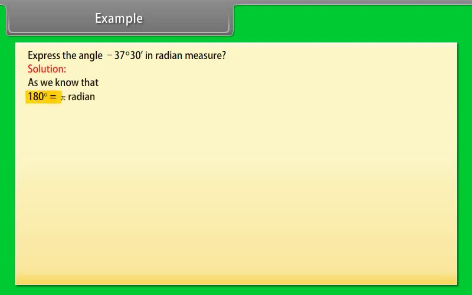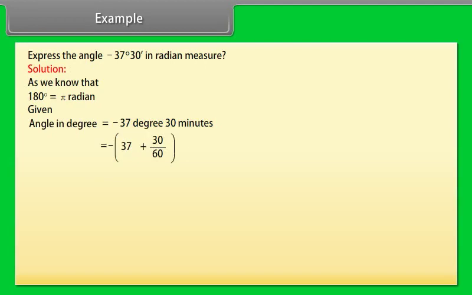Example. Express the angle minus 37 degree 30 minutes in radian measure. Solution. As we know that 180 degree is equal to pi radian. Given angle in degree is minus 37 degree 30 minutes, which is equal to minus of 37 plus 30 by 60, which is equal to minus of 37 plus 0.5, which is equal to minus 37.5.